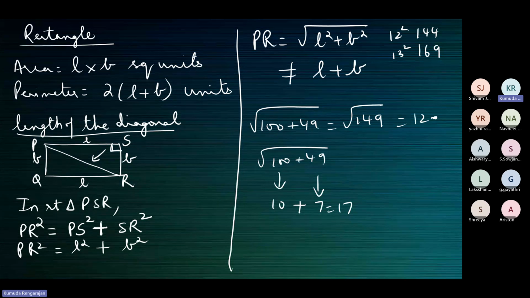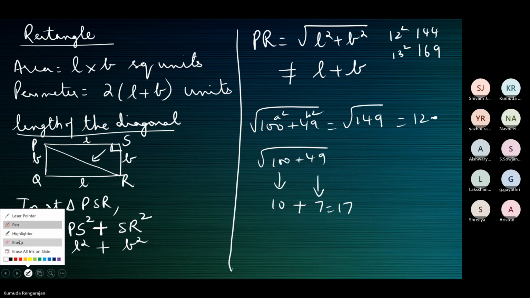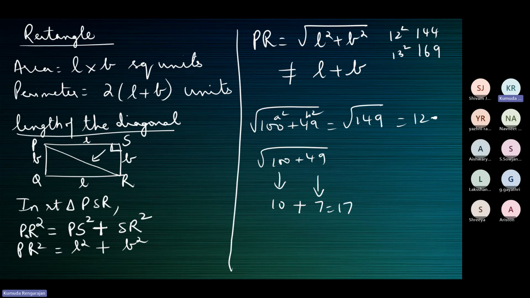Root of a square plus b square is not equal to a plus b because you're getting different answers. Which is correct? You should add. You must add and then find the square root. This is the correct method. 100 plus 49, you should add 149 and then find the square root. This is wrong.